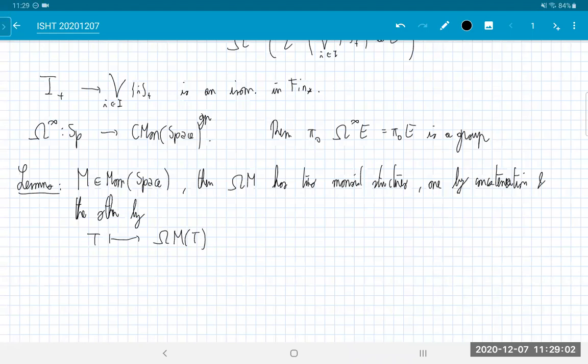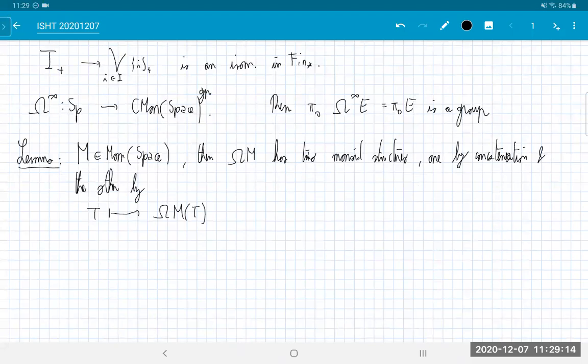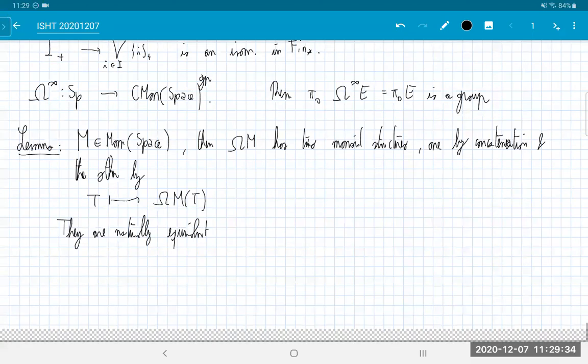And if you remember, last semester we saw indeed that at least at the level of pi zero, these two structures are the same, which is actually all that we need to say that omega infinity lands in groups. And they are naturally isomorphic, naturally equivalent. But now I'm going to show a slight variant of the Eckmann-Hilton argument to show that they are indeed the same, even at the level of E1 spaces.